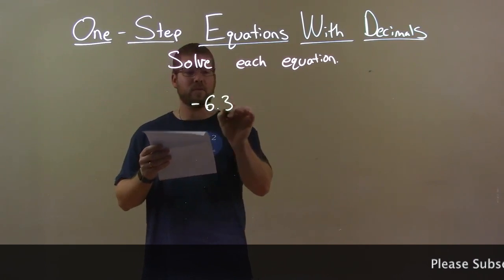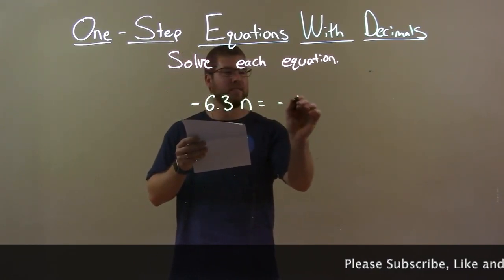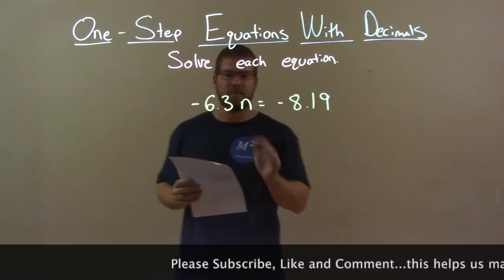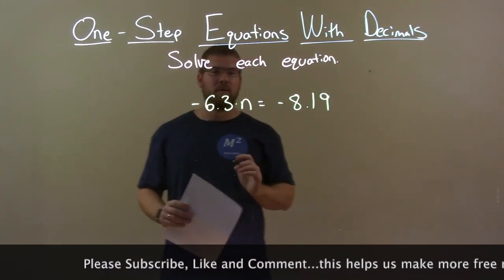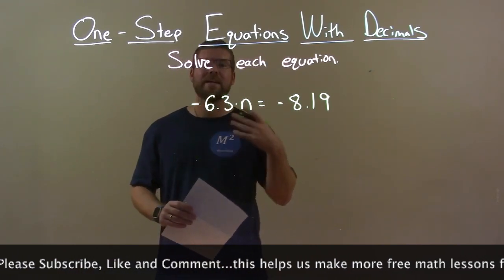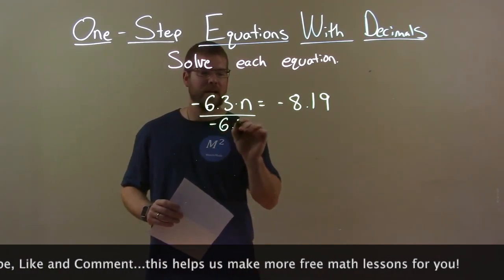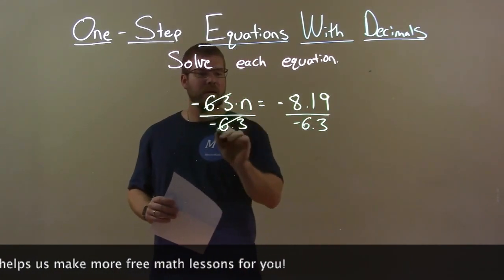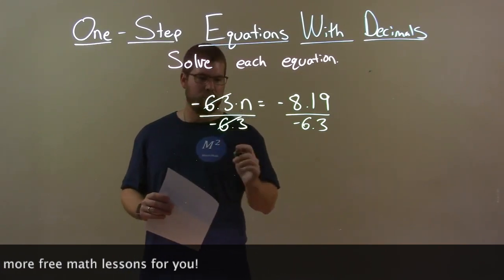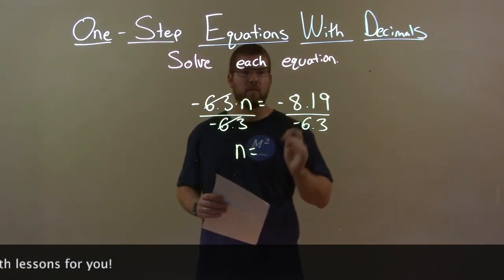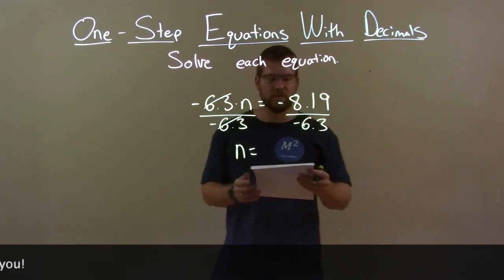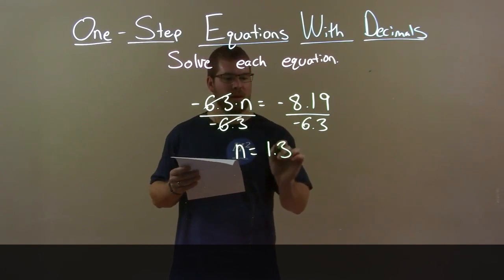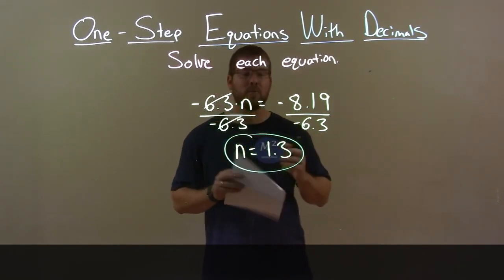Negative 6.3 n equals negative 8.19. Well, I want to get n by itself. It's being multiplied by negative 6.3. So opposite of multiplication, division. Divide both sides by negative 6.3. Now, on the left-hand side, this will cancel out the negative 6.3s, and we have n by itself. On the right, a negative divided by a negative is a positive. And 8.19 divided by 6.3 is 1.3. And so our final answer is just n equals 1.3.